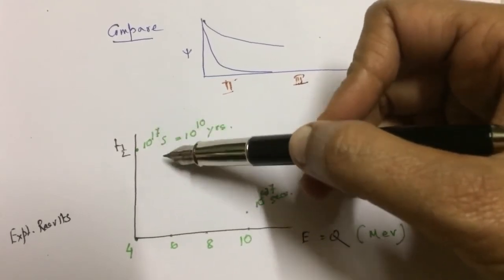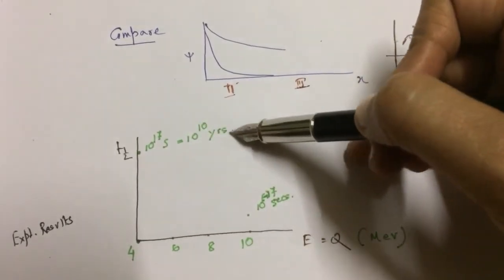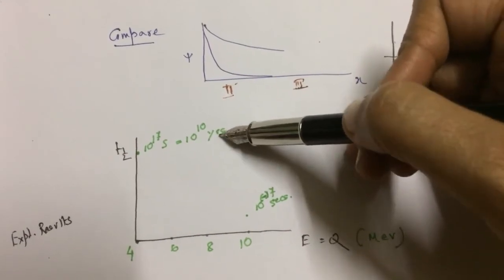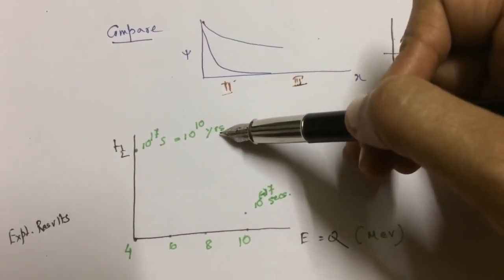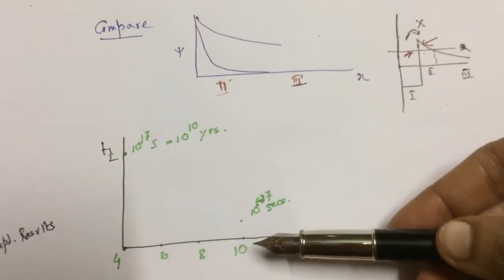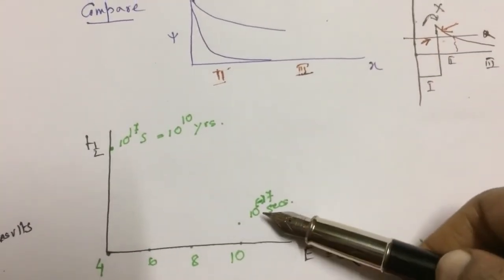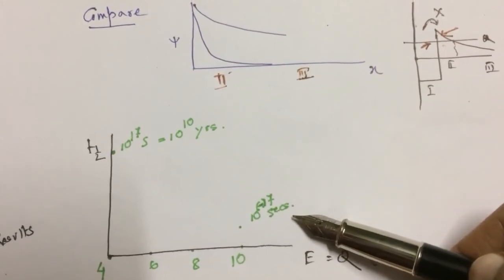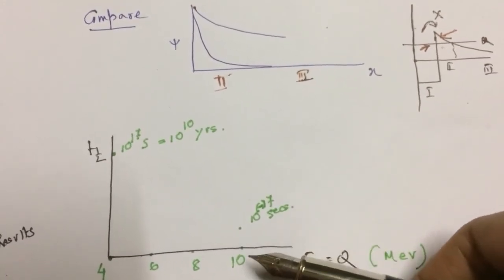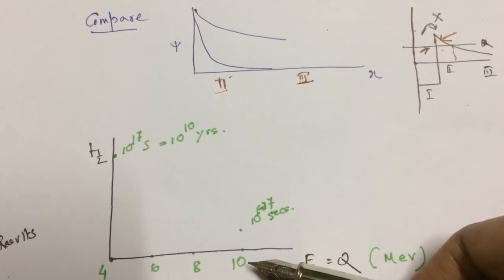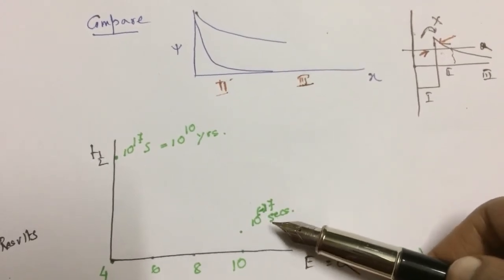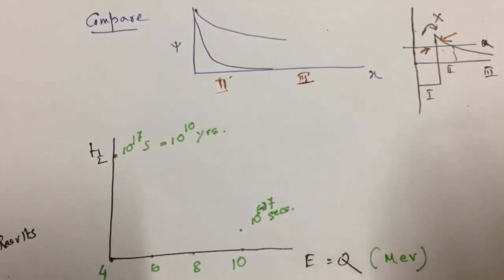When they are emitting with energy of 10 million electron volt, then their half-life is 10 to the power 7 seconds. So this is the relation: when they are emitting with a greater kinetic energy, it is more likely to find the alpha particles outside the nucleus.